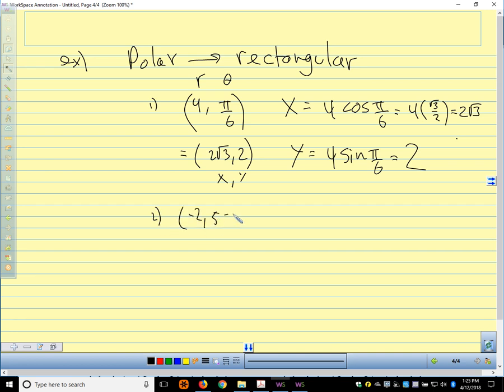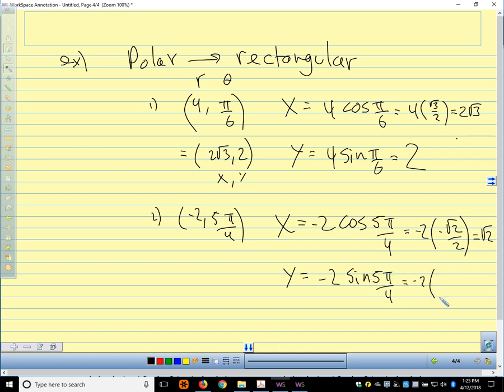We're going to convert negative 2, 5 pi over 4 to rectangular coordinates. So x equals negative 2 cosine 5 pi over 4. And the cosine of 5 pi over 4 is negative, because we're in the third quadrant, negative square root of 2 over 2. Negative 2 times negative square root of 2 over 2, we get square root of 2. Y equals negative 2 sine 5 pi over 4. Sine of 5 pi over 4 is negative square root of 2 over 2. Square root of 2. So this point in rectangular coordinates is square root of 2, square root of 2. And if we think about that, 5 pi over 4 is in the third quadrant, but then we go 2 units in the opposite direction, which takes us to the first quadrant.